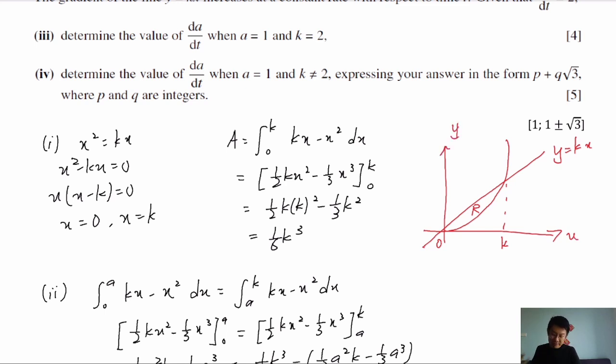So we integrate the area under the line minus the area under the curve y equals x squared. We use the upper curve minus the lower curve and integrate, and the limits will be from 0 to k. From there, we get the result that we needed to prove. So that would be for the first part.